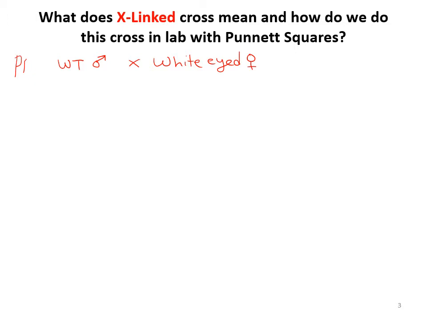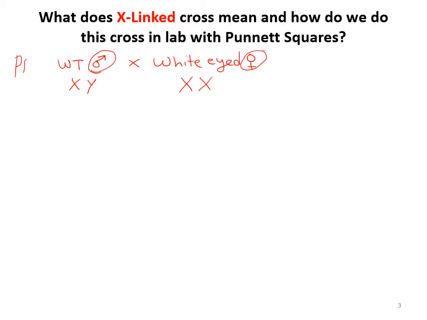Now, when we're writing out their genotypes, because it's an X-linked cross, we first have to write the sex chromosomes and then fill in whether it's wild type or white-eyed. So for the male fly, the way we would first write out the sex chromosomes is XY. And then for the female fly, we would write out XX. Now we're talking about eye color that is X-linked, so we will put the allele for that trait on only X chromosomes. The Y chromosomes will not get one of those alleles.